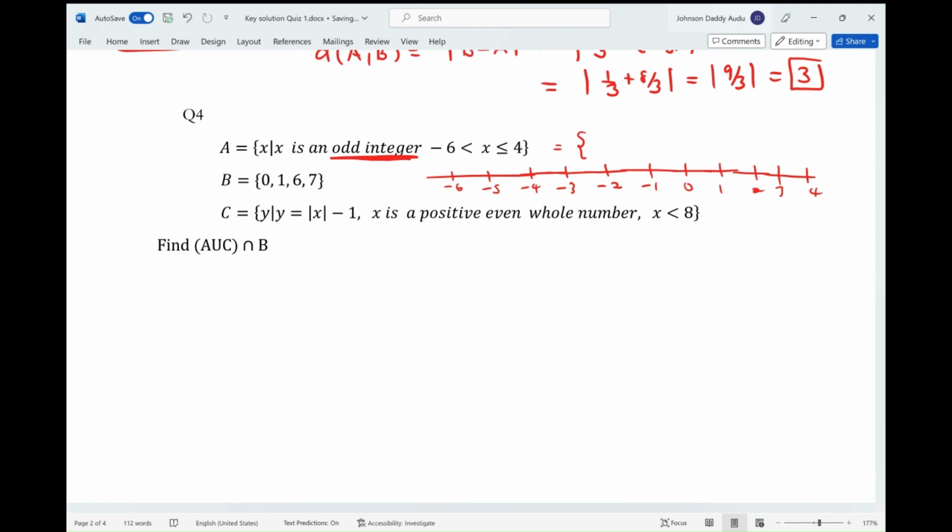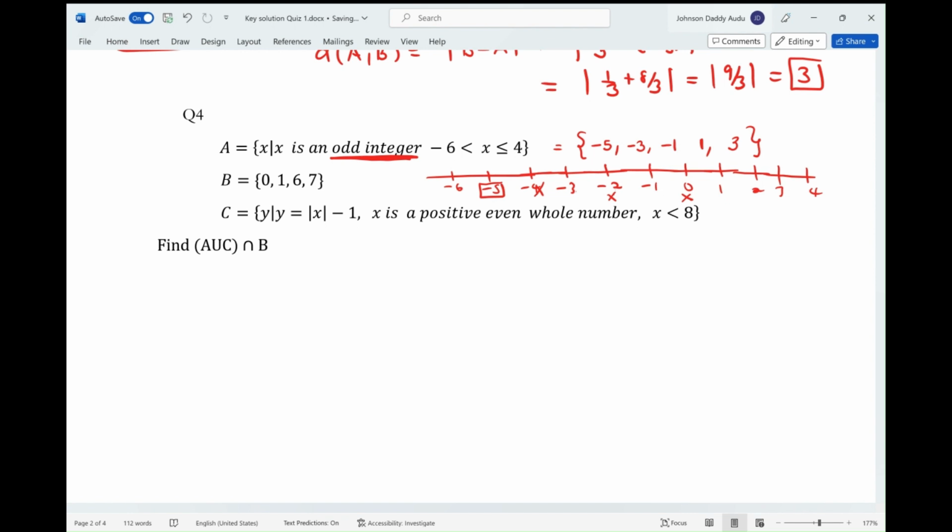But we need the odd ones. The odd ones start from minus 5, which is odd. The next one is going to be even, so this is not. So we have from minus 5. The next odd integer is minus 3. Then we have minus 2, which is even. Then we have minus 1. You see, 0 is even, so you cannot take it. Then we have 1, which is also odd. Then finally we have 3.